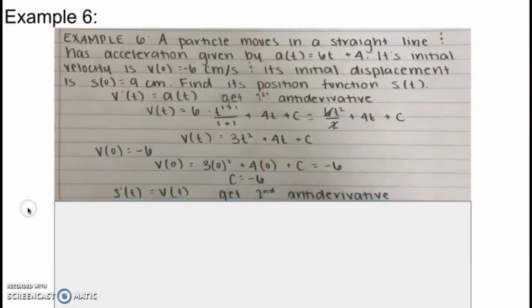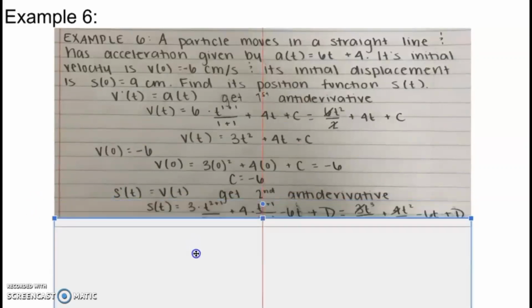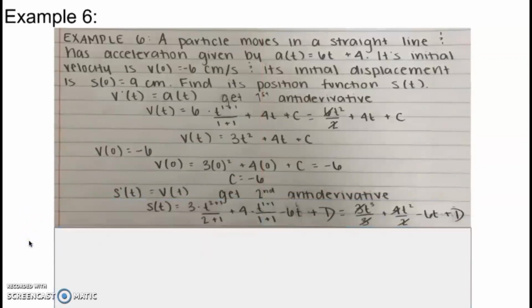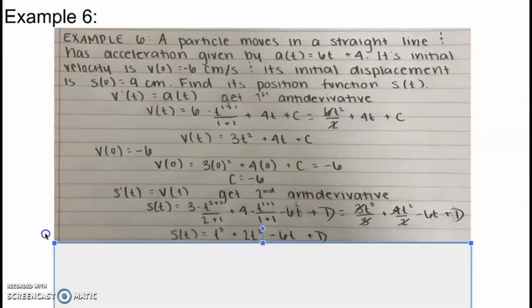Now, since we have v of t, we can use this to get s of t, because s prime of t equals v of t. So let's get the second antiderivative. We're going to do the same steps we did to get v of t, which will be 3 times t to the 2 plus 1 over 2 plus 1, plus 4 times t to the 1 plus 1 all over 1 plus 1, minus 6t, plus d, our new constant. We can simplify this by crossing out the 3 over 3, which leaves t cubed, plus crossing out the 4 over 2, which leaves us with 2t squared, minus 6t plus d, which gives us s of t.